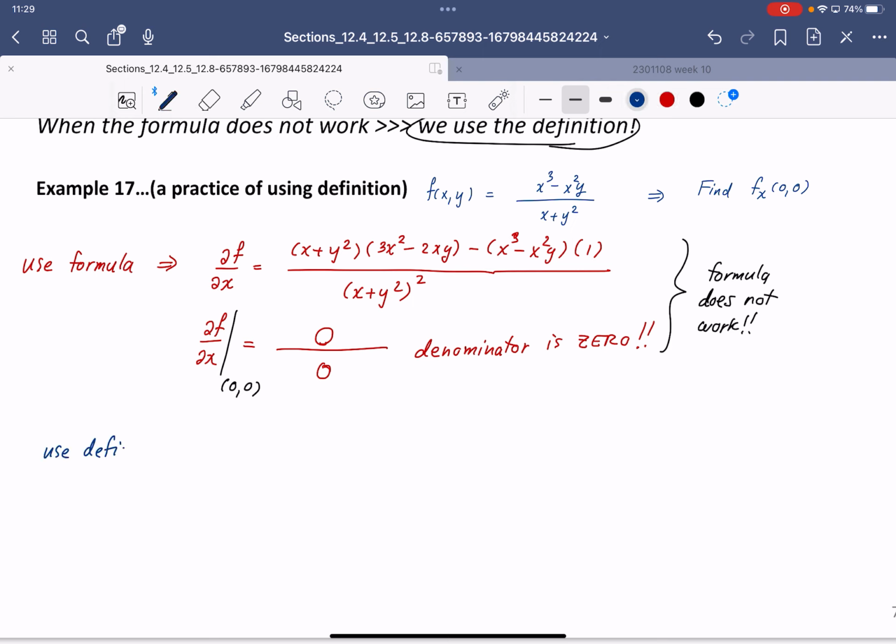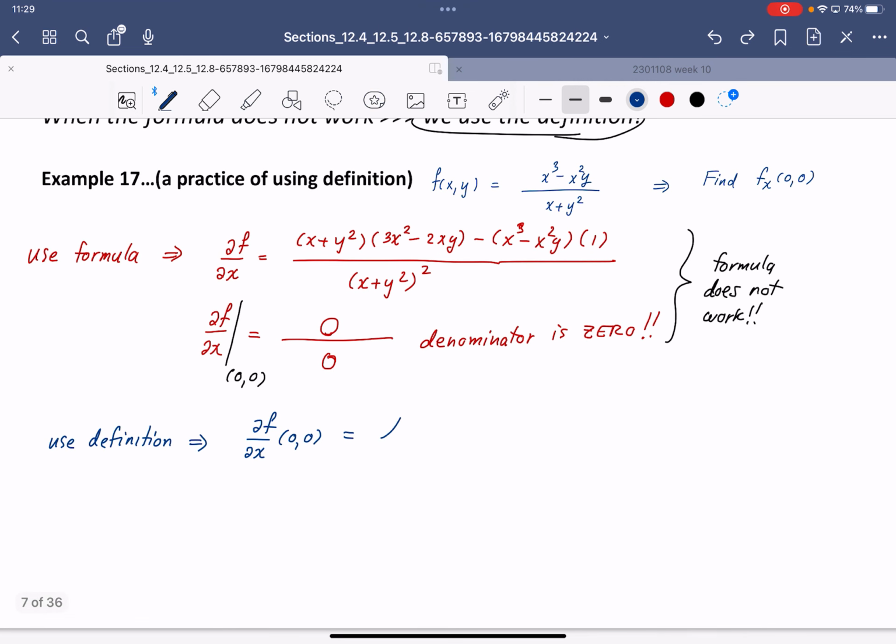Use definition. So when you use a definition, you're gonna say, differentiate f with respect to x at the point (0,0). It's gonna be something like you want to compute the limit as h goes to 0. You take the rate of change on the top, and the bottom part gonna be just h. So on the top, you're gonna start from f(0,0). And then because you differentiate with respect to x, y is constant, so you're gonna move from (0,0) to (h,0). Does it make sense?